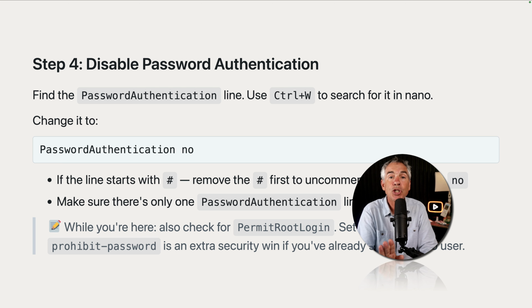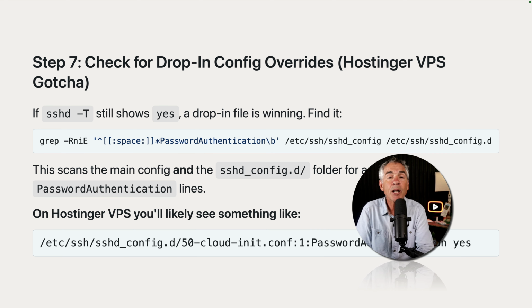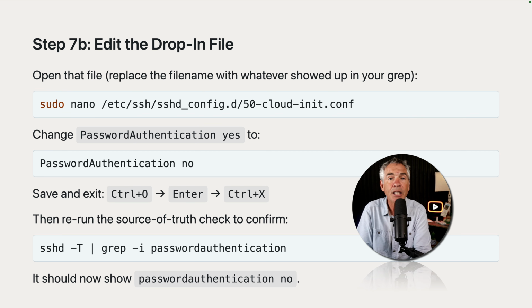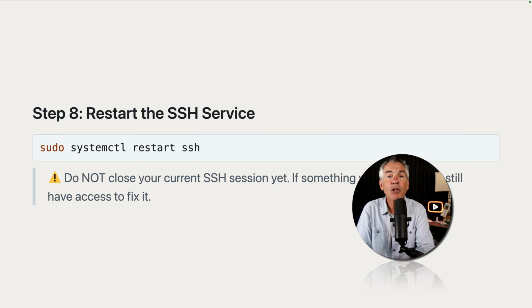Nice work. Just know that you can always reverse what we did today. If you decide that you want to go back to having passwords as an option for SSH, just open up the main SSH config file, change password authentication back to yes, and open up that second drop-in file, do the same, change password authentication from no to yes, restart the SSH service, and now you will be able to use passwords as an option again.